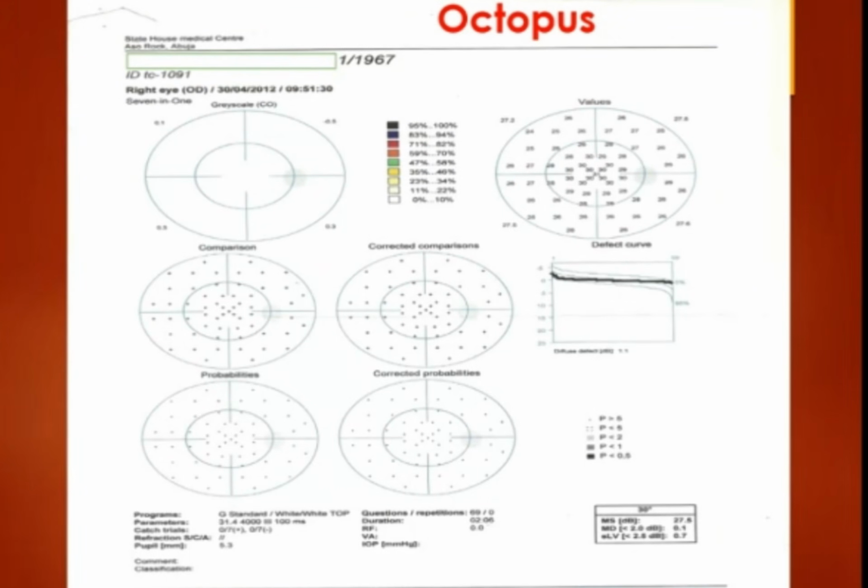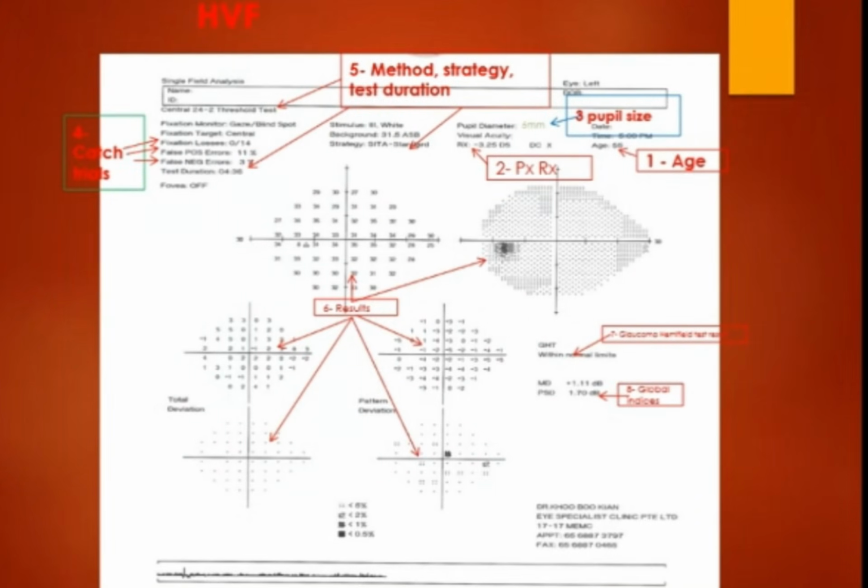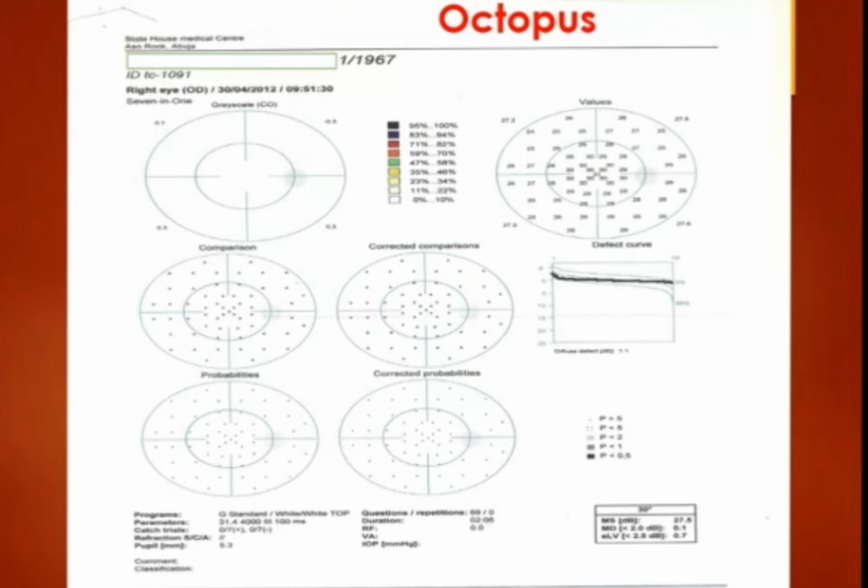This is an Octopus printout, the same as the Humphrey visual field printout. For this Octopus printout, instead of showing us the grayscale, it doesn't represent depressions with dark patches. Instead, it shows us numbers. Here is the same thing as our grayscale. If you look at it very well, here are the values gotten from the patient, which we'll call the sensitivity plot.